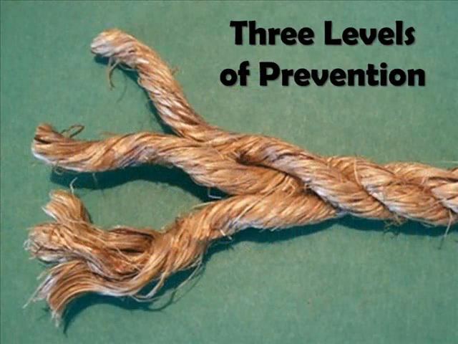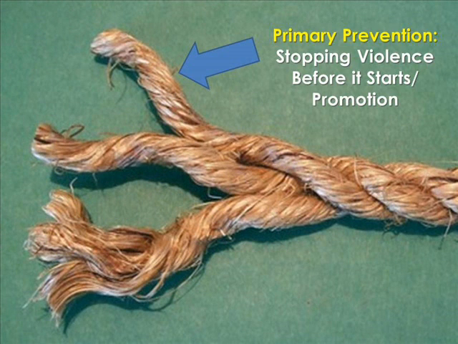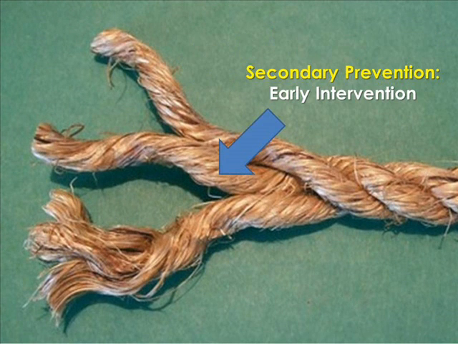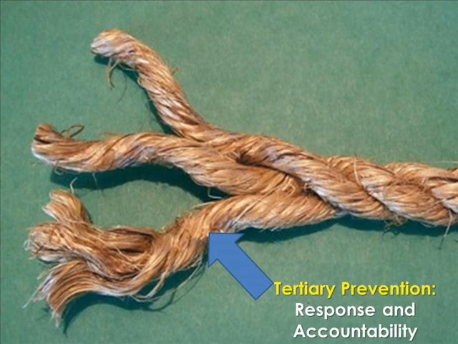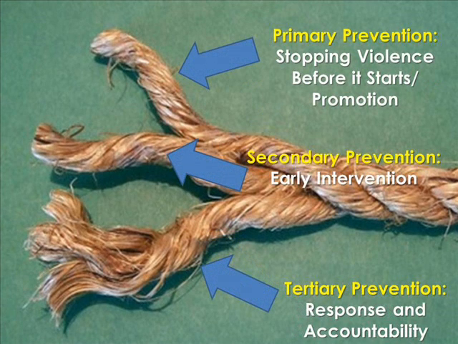Prevention is often discussed across 3 levels: primary, secondary, and tertiary. We use this image of a rope to show how the 3 cords are strongest when it is well integrated and that there are clear linkages between. But we pull them apart so that we can understand them better.